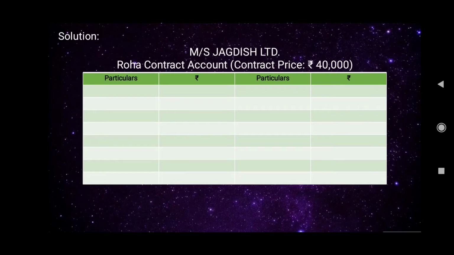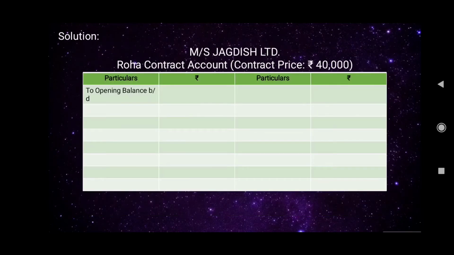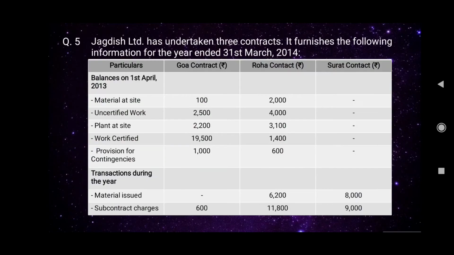Now let us prepare Roha contract account. Contract price amount is given as 40,000. So let us start recording the expenses. Balance as on 1st April 2013. So first let us record work certified. Amount is given as 1400 for Roha contract. So we'll record it. To opening balance brought down, certified work amount is 1400.